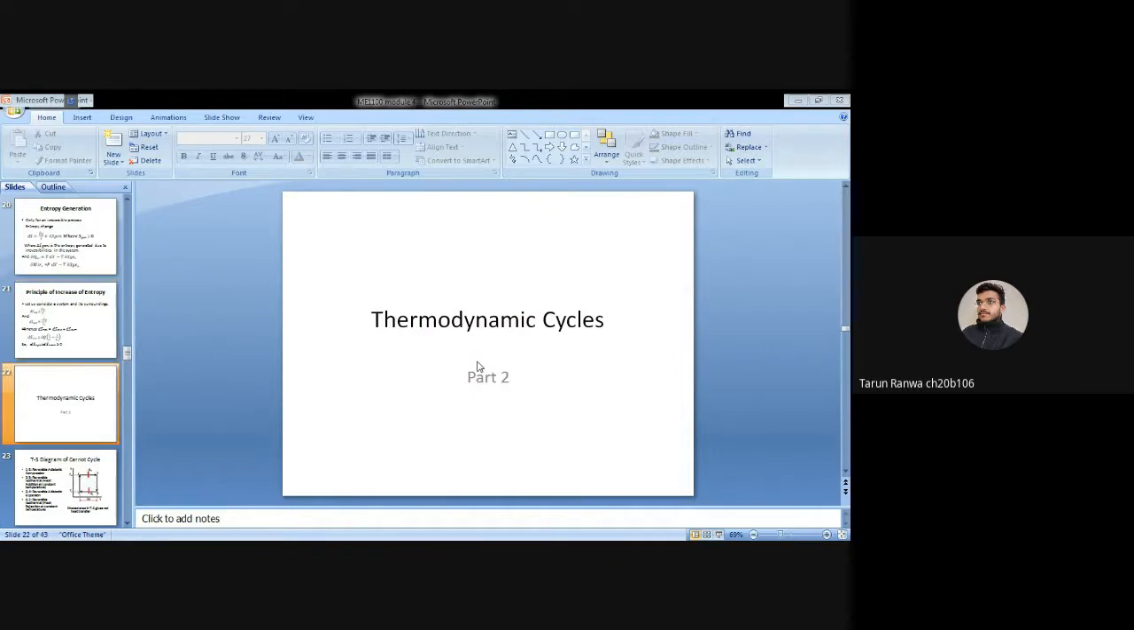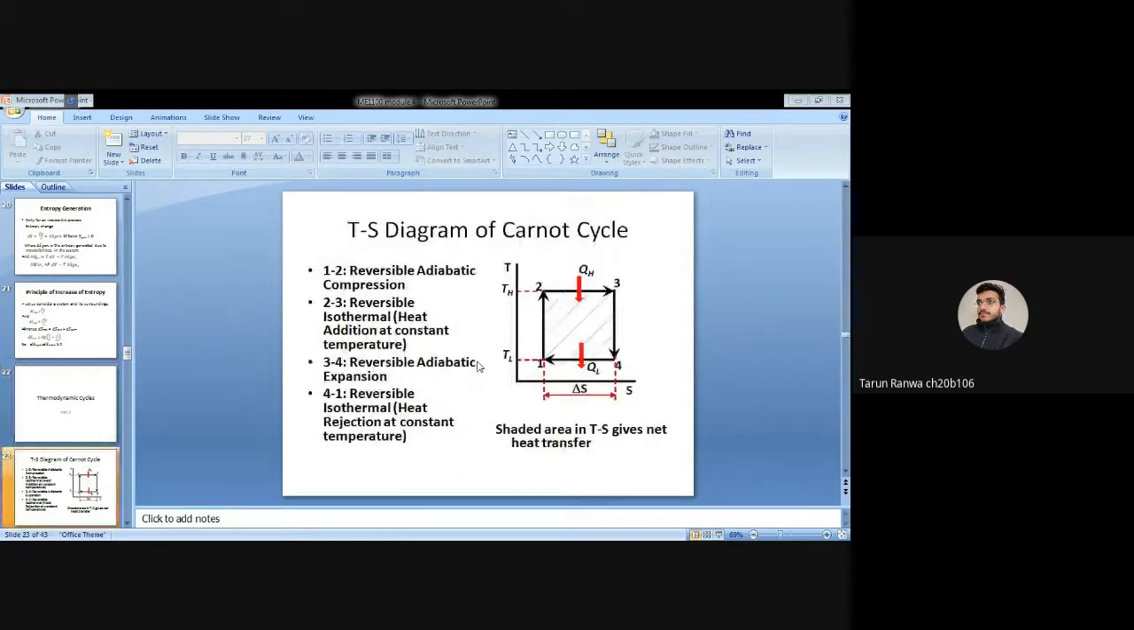So this was the first part. Now let us discuss the second part, thermodynamic cycles. In thermodynamic cycles, let us discuss the TS diagram of the Carnot cycle. This is the TS diagram of the Carnot cycle. Process 1 to 2 is reversible adiabatic compression, 2 to 3 is reversible isothermal heat addition, 3 to 4 is reversible adiabatic expansion, and 4 to 1 is reversible isothermal heat rejection.